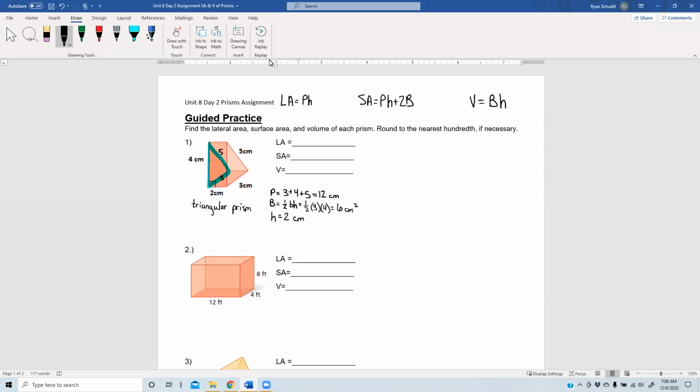We have all the pieces. Now we just have to plug in. So for lateral area, it's going to be big P times height of the prism, the perimeter of the base times the height of the prism. P is 12, H is 2. 12 times 2 is 24 centimeters squared.